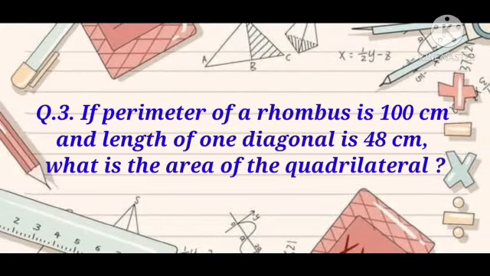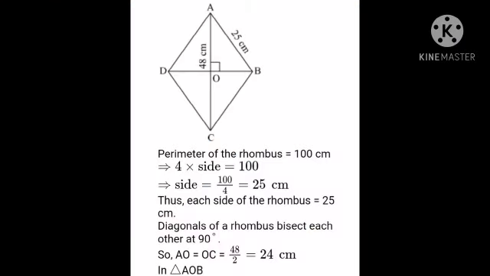Question number 3. If perimeter of a rhombus is 100 centimeter and length of one diagonal is 48 centimeter, what is the area of the quadrilateral? Look at the figure. Perimeter of the rhombus is equal to 100 centimeter. That means 4 into side. So 4 into side is equal to 100. Therefore, side is equal to 100 upon 4, that is equal to 25 centimeter. Thus, each side of the rhombus is equal to 25 centimeter.